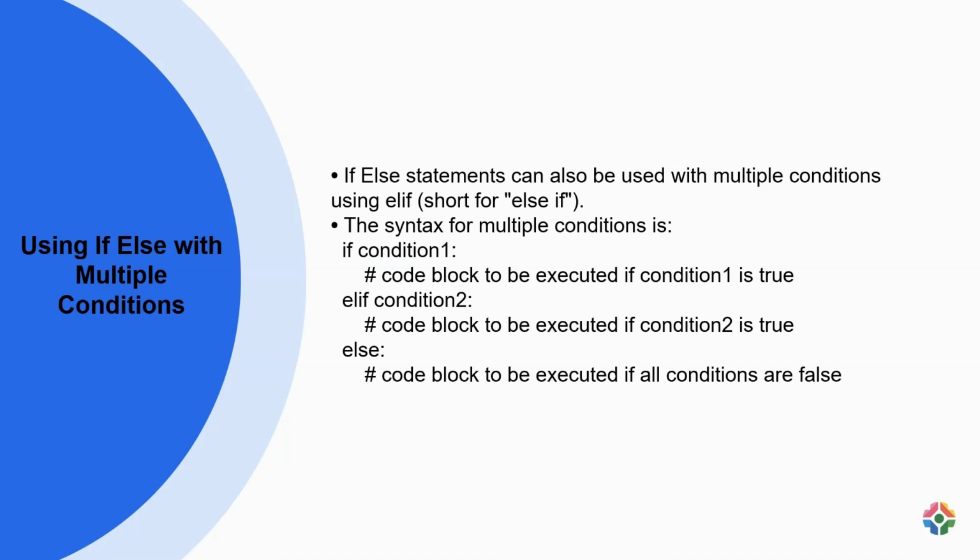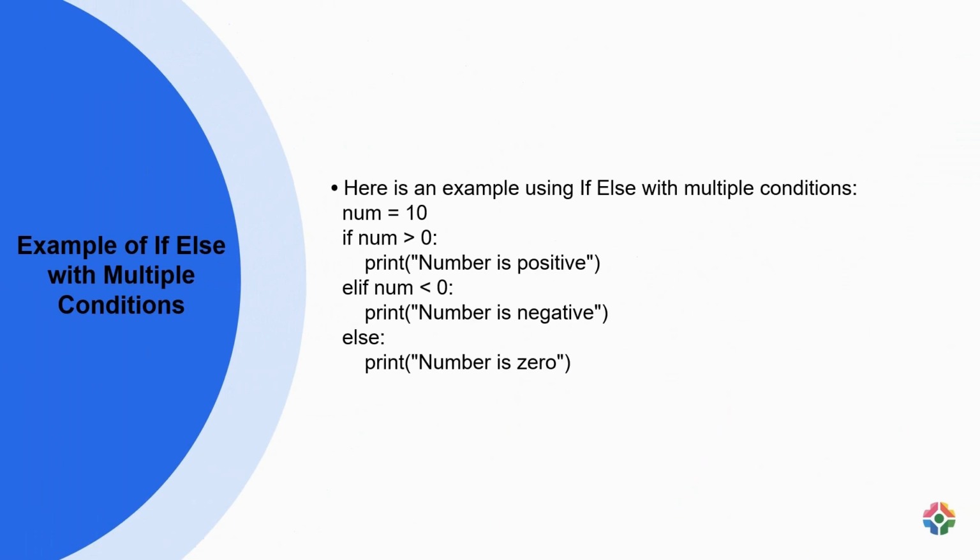Keep in mind that only one block of code corresponding to the first condition that is true will be executed. If none of the conditions are met, the else block, if present, will be executed by default. This hierarchical approach of if-elif-else is particularly useful when you have multiple mutually exclusive conditions to assess in your program logic. When using if-else with multiple conditions, the program checks each condition sequentially.